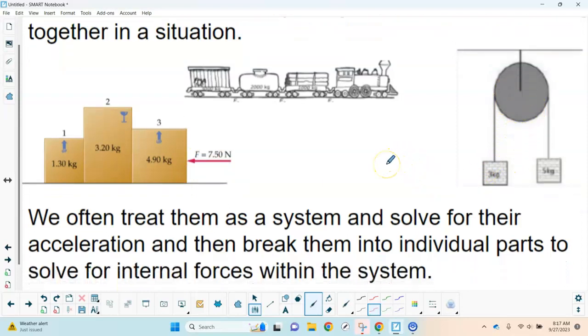So we often treat them as a system. The system means that we're going to select the things that we care about, and we're going to basically just treat them as one big object. And then we're going to solve for the acceleration of just that one big object, and then we'll take them and separate them into their pieces with that acceleration and the other information that we know, and solve for the individual forces that are acting on them.